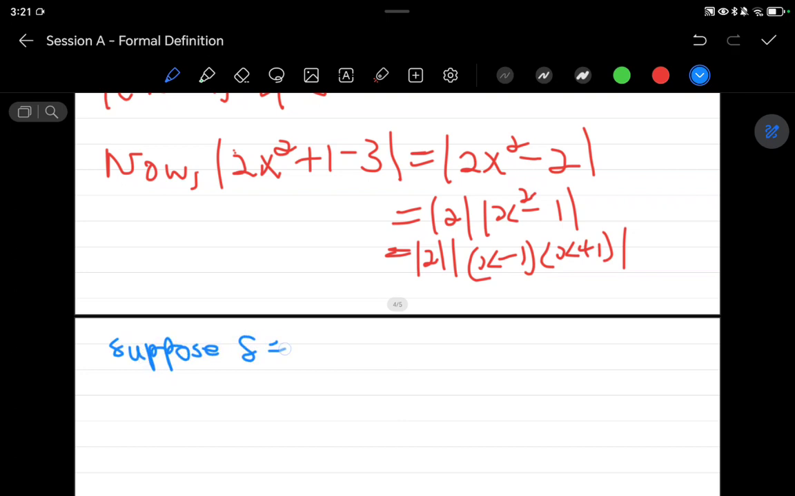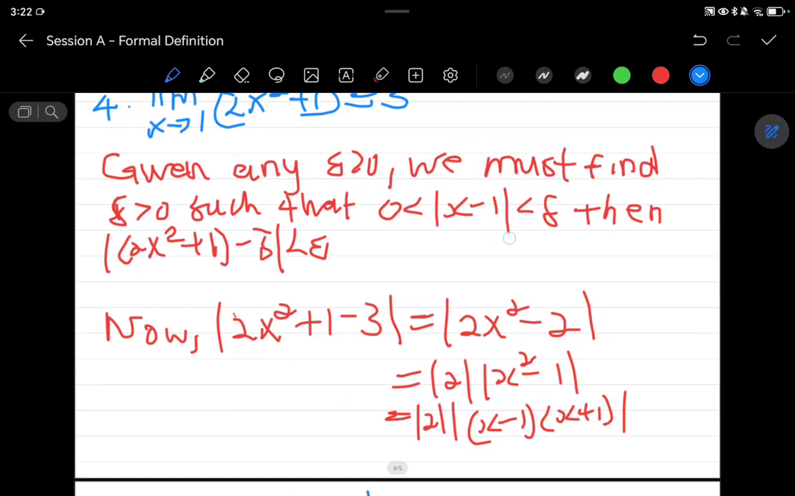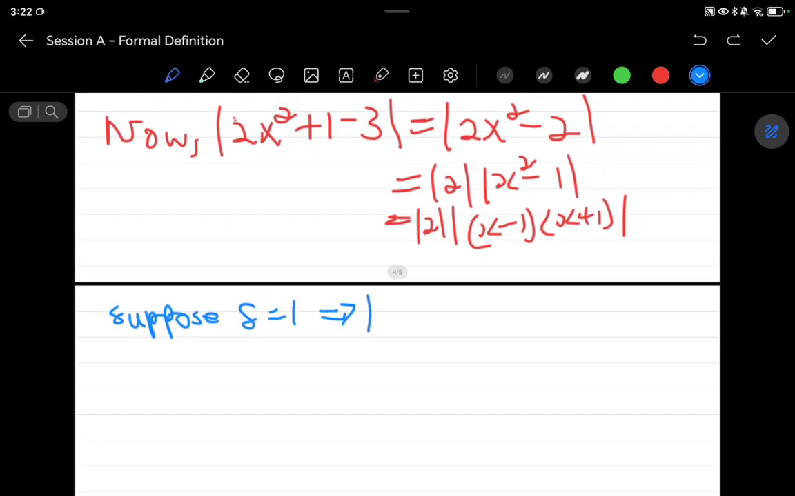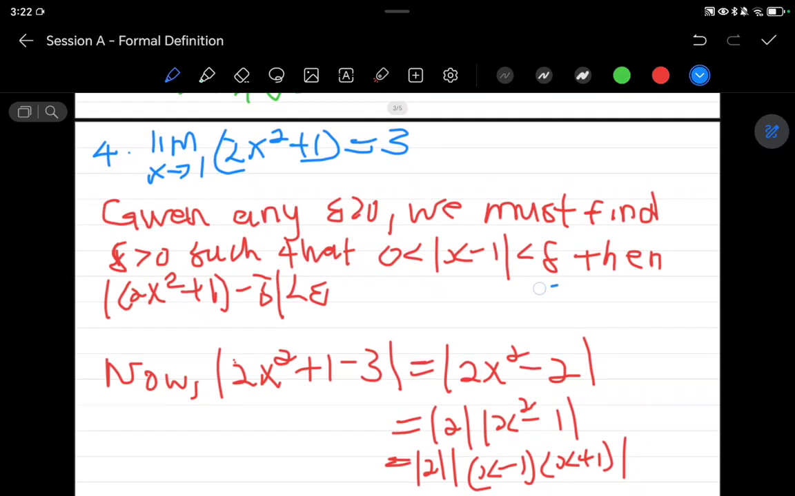So for us to get rid of such a condition, we must suppose delta is equal to 1, which would imply that the absolute value of x minus 1, we take it from here, is less than 1. Just keep in mind that you take the one that you want, but always take this one because in some cases they're different. So always take this.